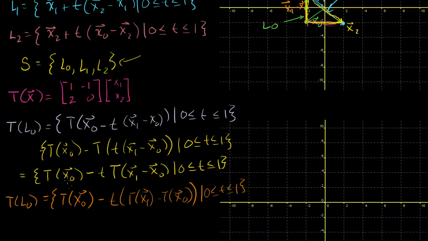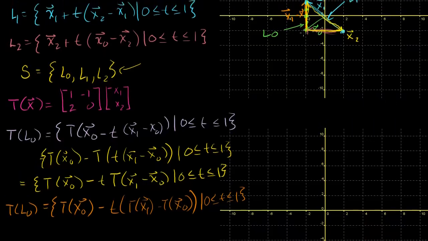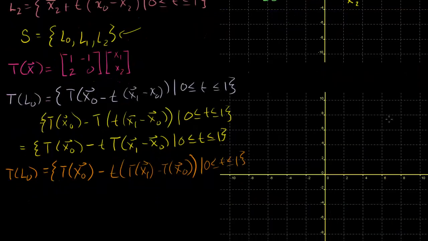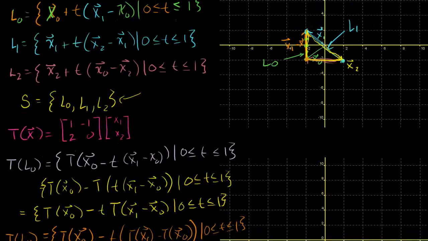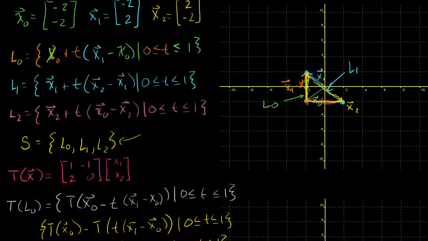The transformation of the line segment that goes from x naught to x1 ends up just being the line segment that goes from the transformation of x naught to the transformation of x1. Let me make this clear. What is the transformation of x naught? Let's calculate these things. So x naught was minus 2, minus 2. Let me write it out so I don't make any careless mistakes: 1, 2, minus 1, 0, times minus 2, minus 2.